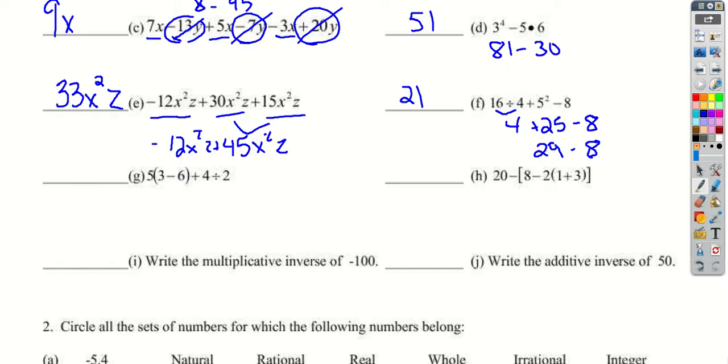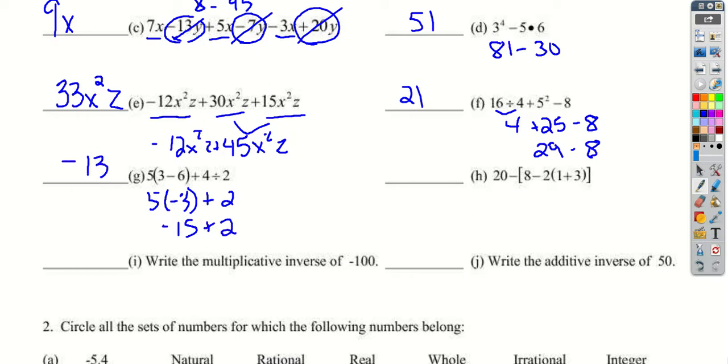All right. Same thing here. We have parentheses first, which is 5 minus 3 times 6, which is negative 3. And then plus, and then we have 4 divided by 2, so we can do this as well. 5 times negative 3 is negative 15, plus 2, and that's negative 13.